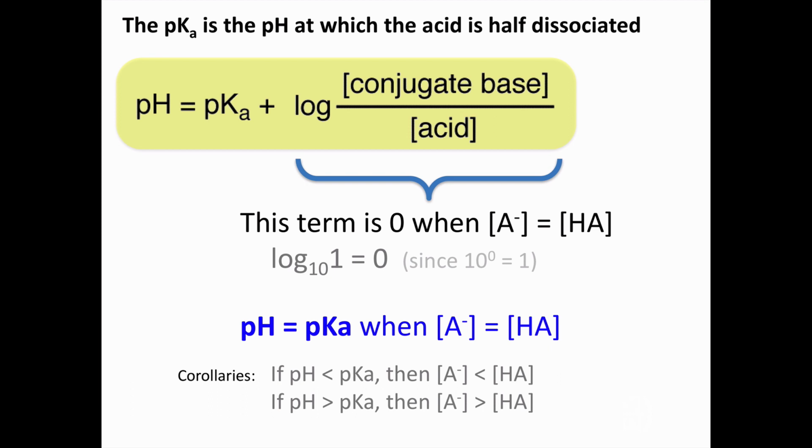But if you play with the numbers a little bit, you find that if the pH of the solution is less than the pKa, meaning it's a more acidic environment, HA will predominate since the final term has to be a negative number, and that would occur if HA is greater than A-. And if the pH is greater than the pKa, then A-, the conjugate ionized base, will predominate.